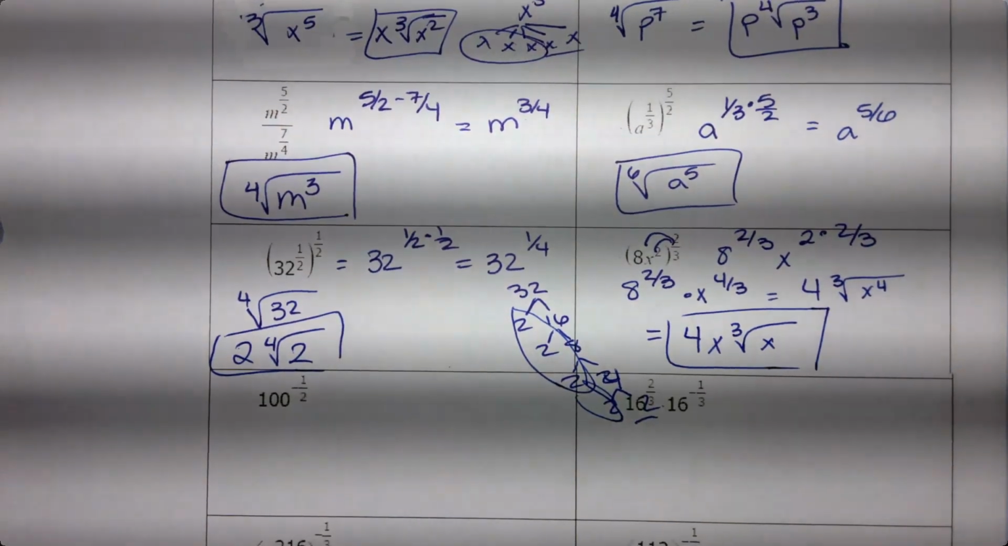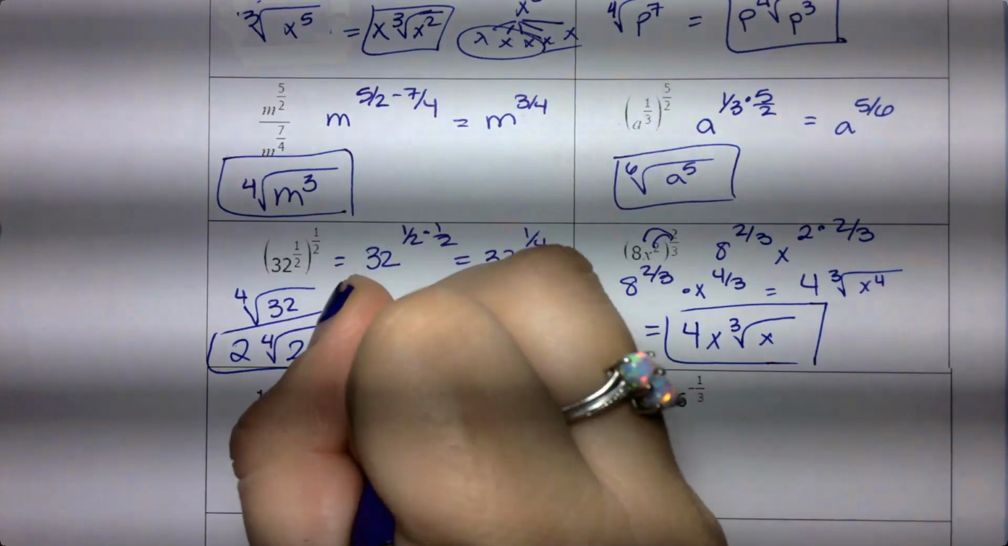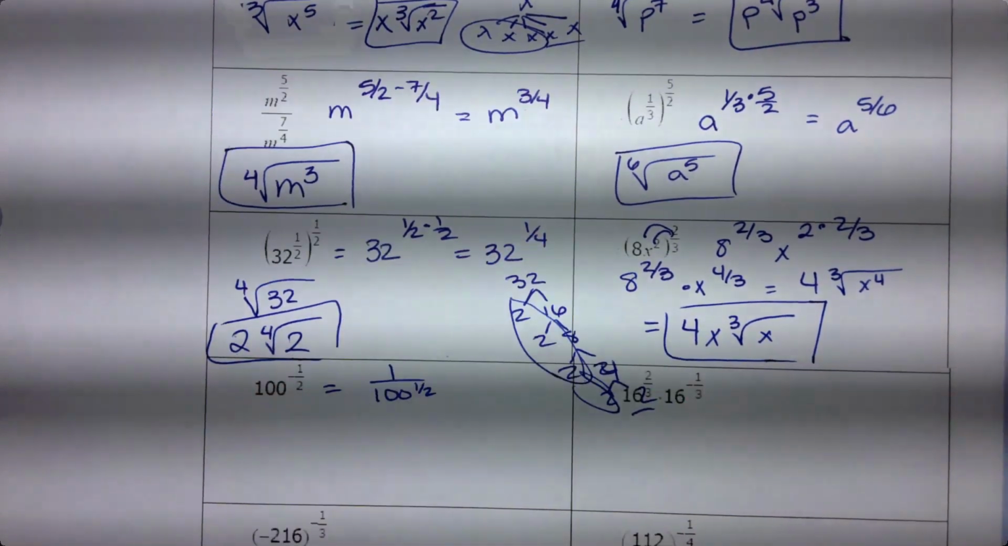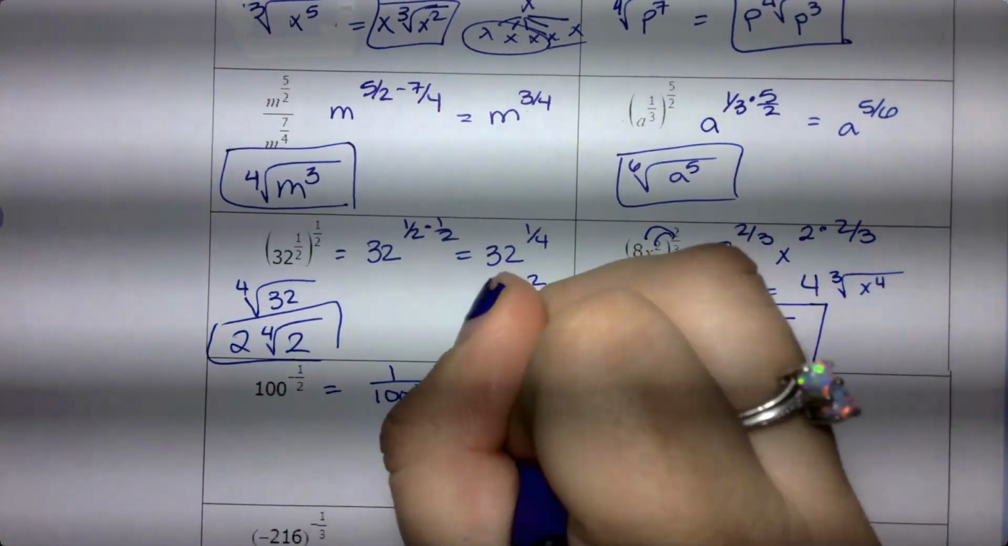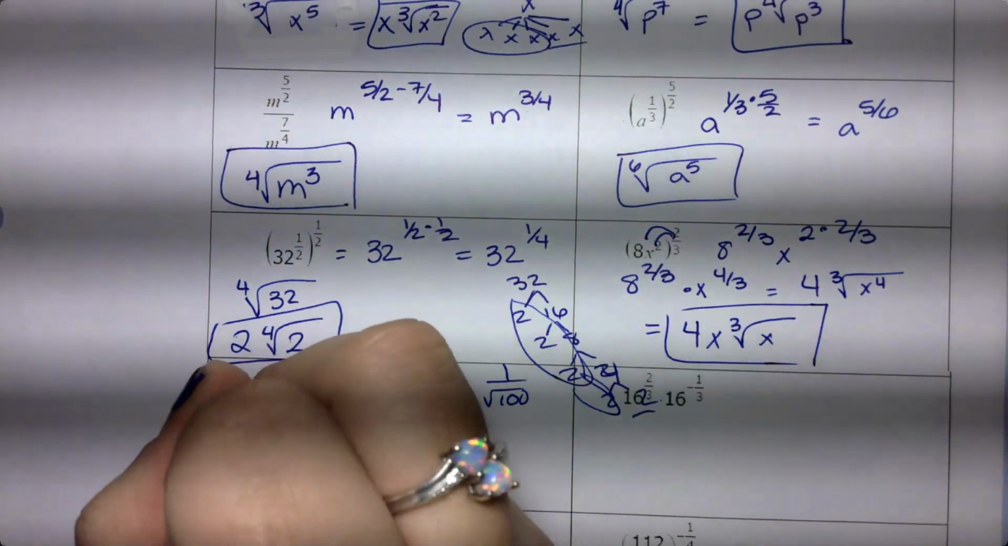On this one, it is a little tricky to see, but that is a negative 1/2. So remember, negative exponents I can rewrite as the bottom of a fraction. So I really have 1 over 100 to the 1/2, or 1 over the square root of 100, and the square root of 100 is 10.